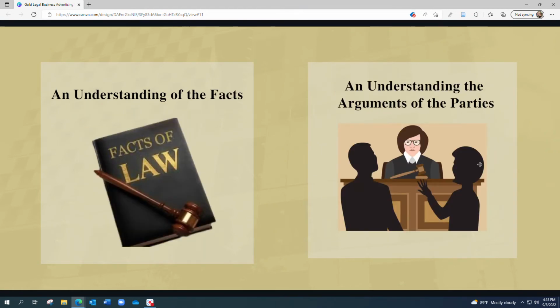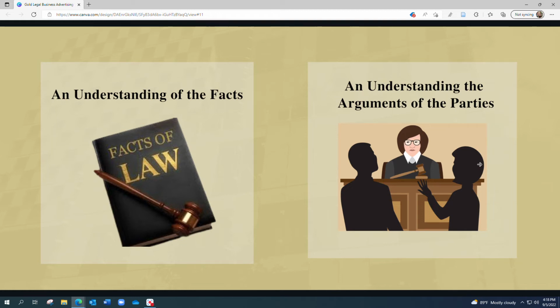But first, let's talk about the importance of the facts of the case. The facts of the case are usually legally important. Many areas of law are highly fact-sensitive, which is a fancy way of saying that the proper legal outcome depends on the very specific facts of what happened. If you don't know the facts, you can't truly understand the case.